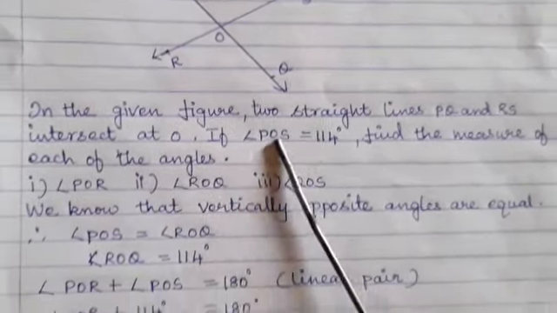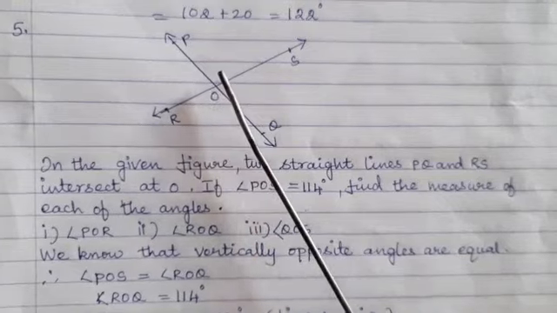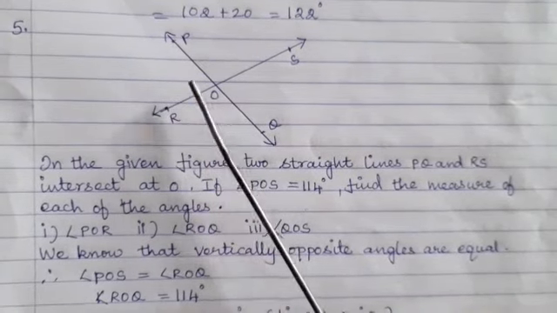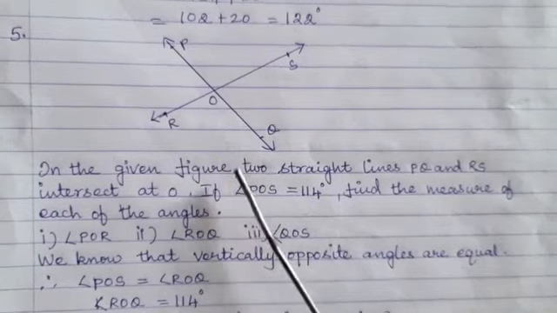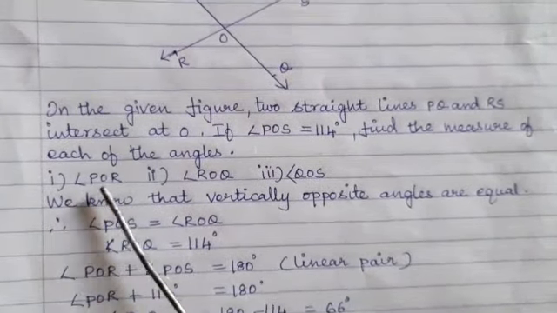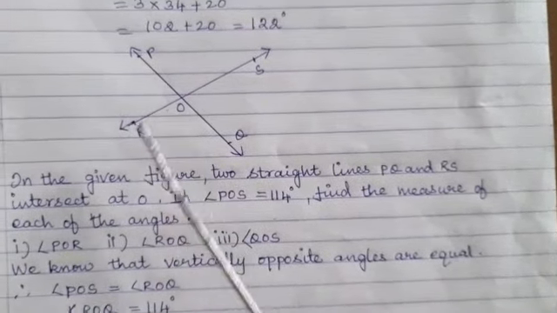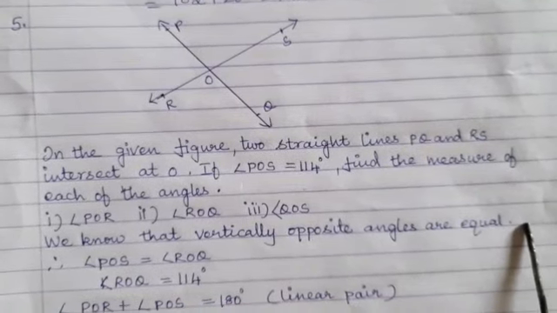Here we know that two lines intersect each other at a point O. The vertically opposite angles are equal. We have seen that theorem. So using that property, we will solve this question. Angle POR, this angle is asked. So first we know that vertically opposite angles are equal.